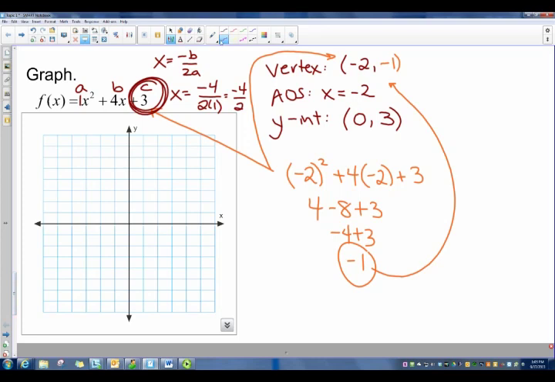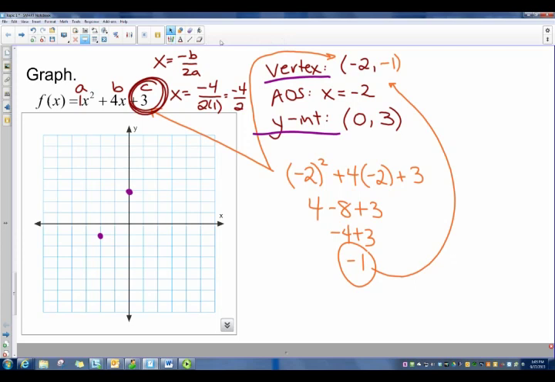All right, vertex is negative 2, negative 1. So I go negative 2, negative 1, put a point. There's my vertex. My y-intercept is the point (0, 3). (0, 3) is right there. So I've got those 2 points, vertex and y-intercept, from here and here.